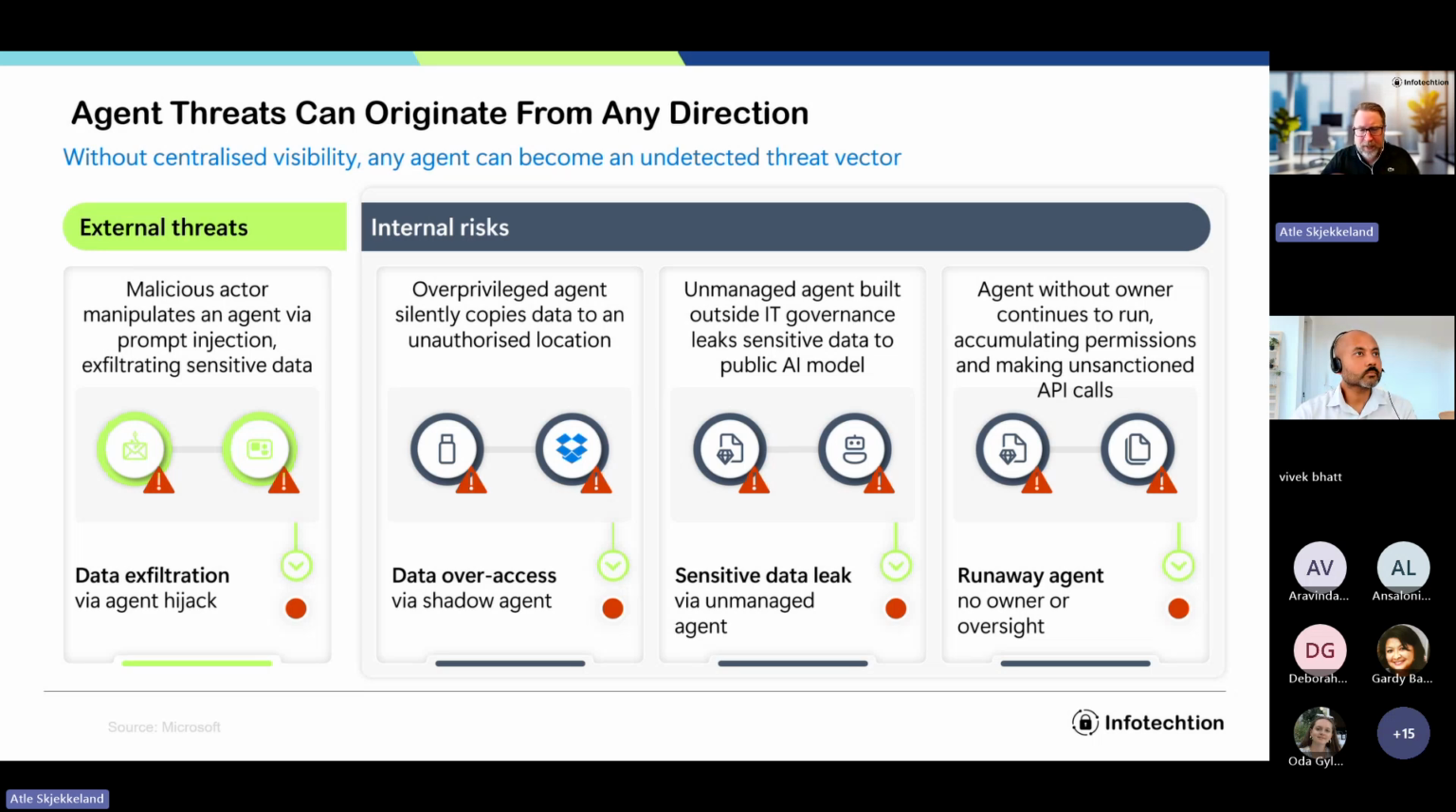So we're going to cover two parts next. One is just the governance model, and then, okay, how do we do this? How do we implement this? So I'll start on the first and then hand over to Vivek.